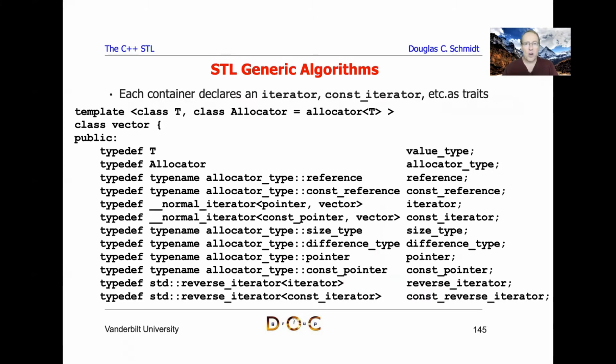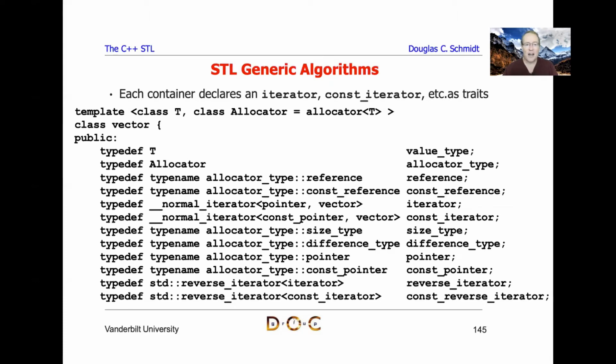To make this work, every container declares an iterator and a const iterator and other traits that describe what the capability is of this particular iterator. So here's this particular container. Here you can see a vector. This is a snippet of a vector implementation that is representative of what you might find in your own STL that you have on your CLion IDE, whether you use Clang or GCC or G++ or whatnot.